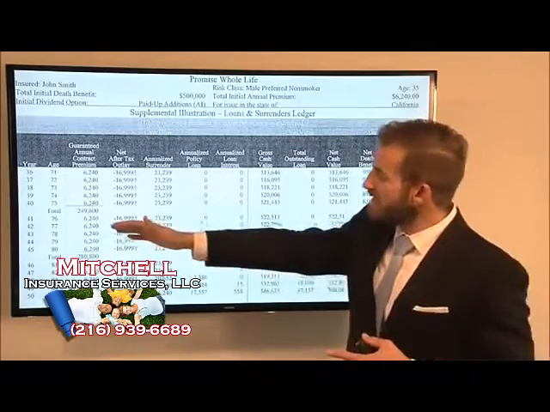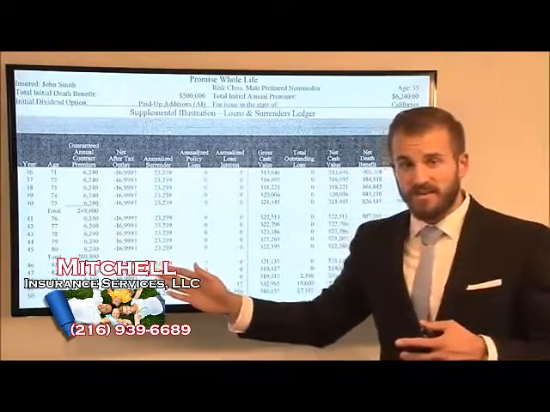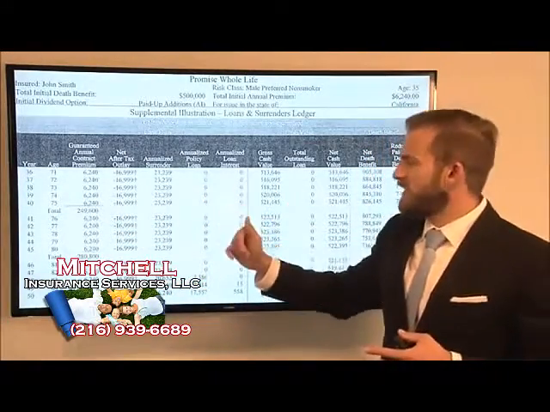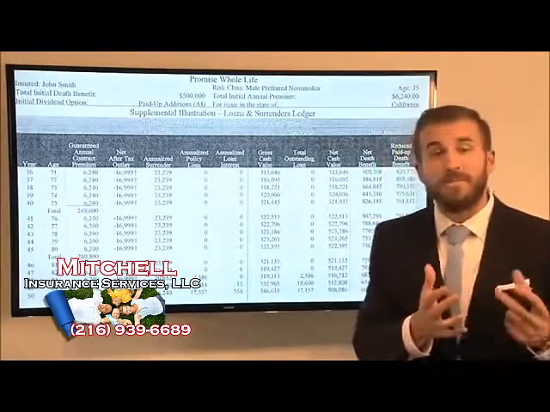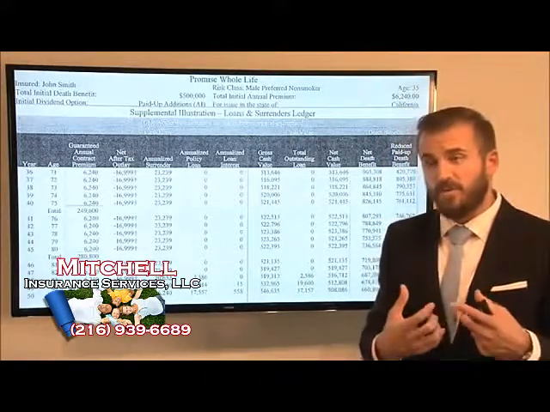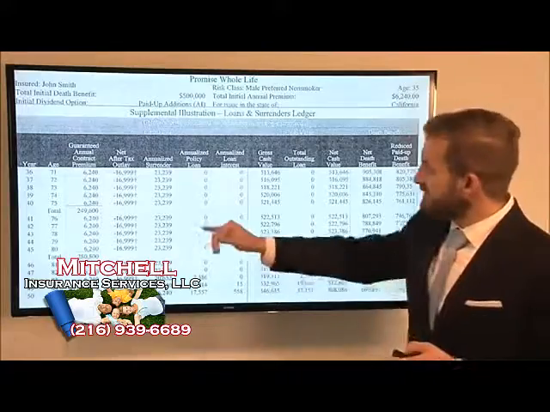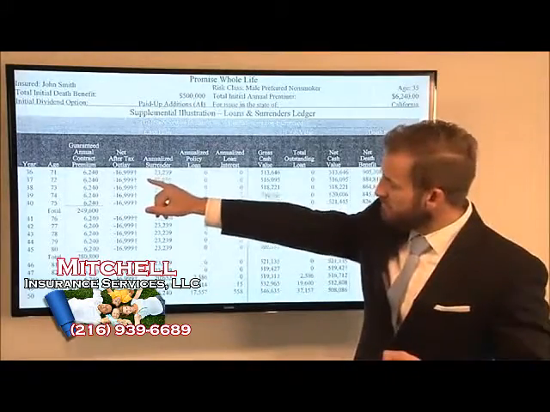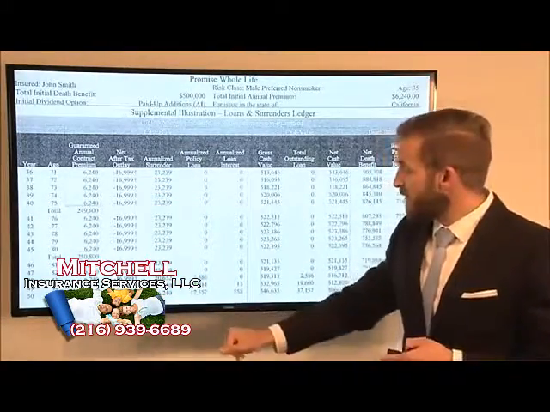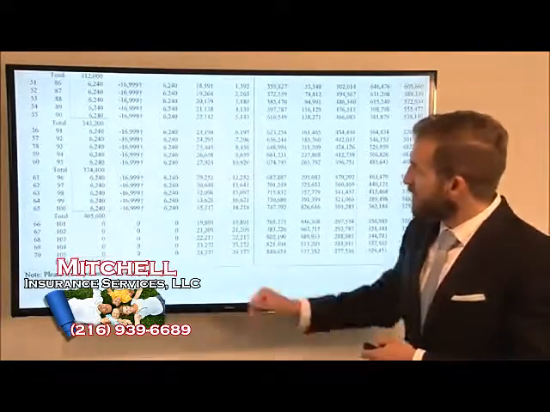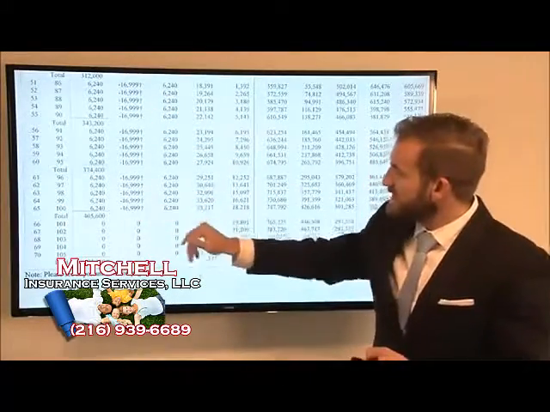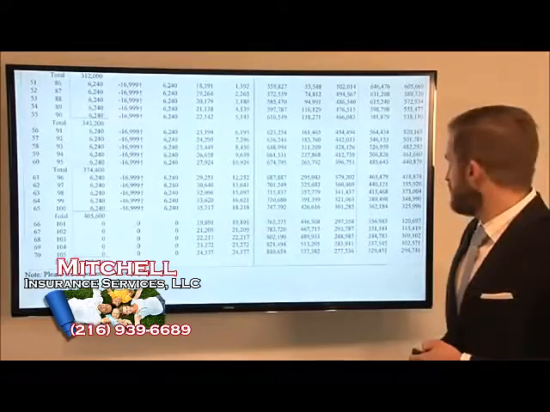So about 2.5 times the amount of money that you're actually putting in to the policy is being pulled out. As you see, each and every year from age 71 going down to 85, money is being pulled out. From age 86 to age 100, money's still being pulled out of this policy.